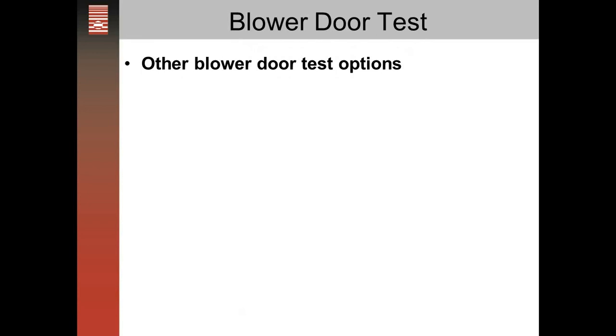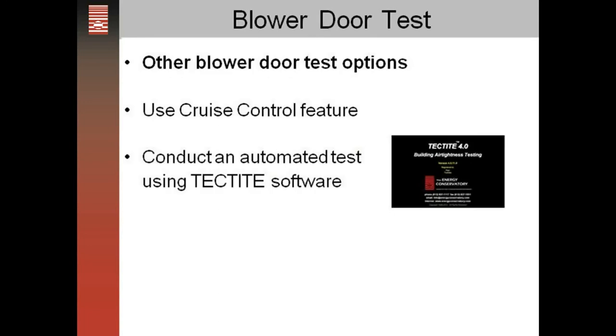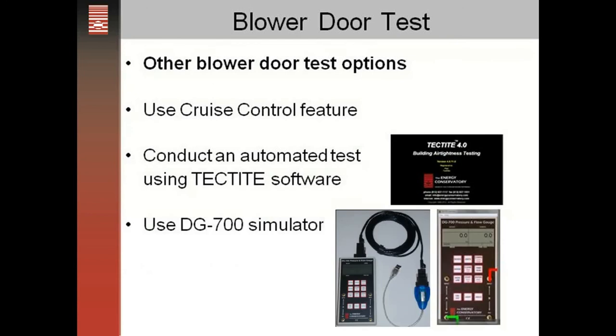Some other blower door test options: you could use the cruise control feature of the gauge and demonstrate that. You could conduct an automated test using the TEC software, a multi-point test, or a ResNet single point, ResNet multi-point, ResNet repeated single point test. Or you could use the DG700 simulators I talked about before.